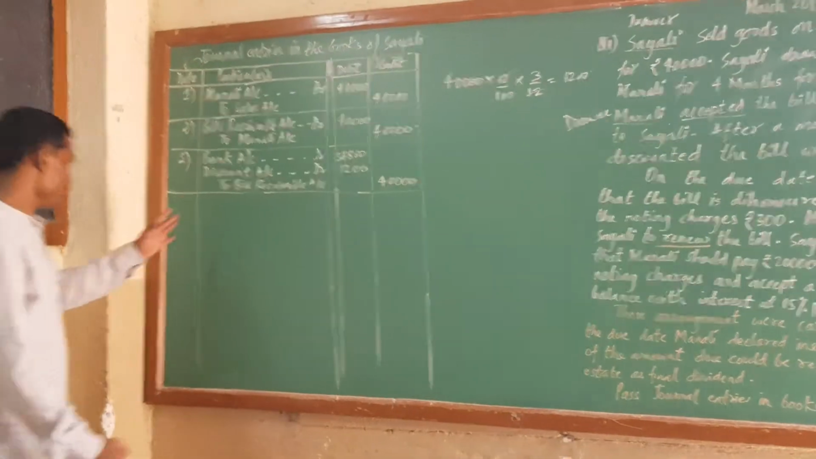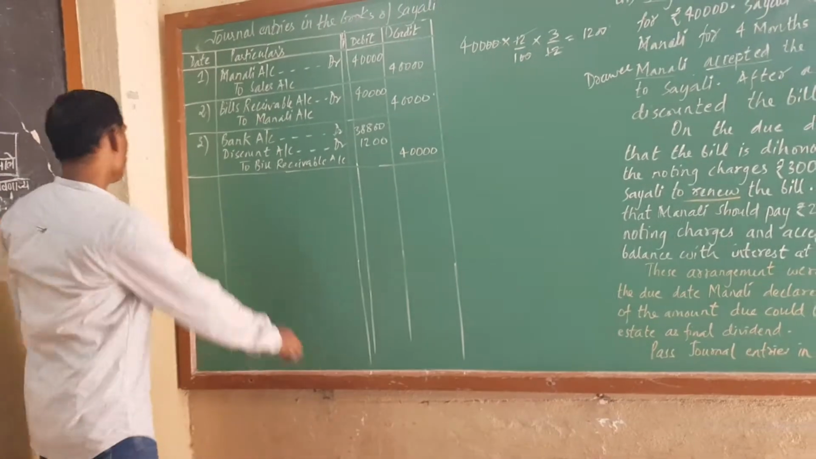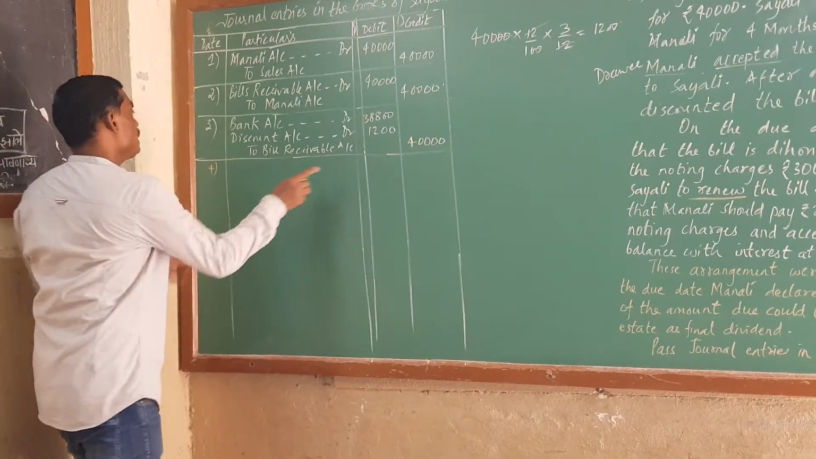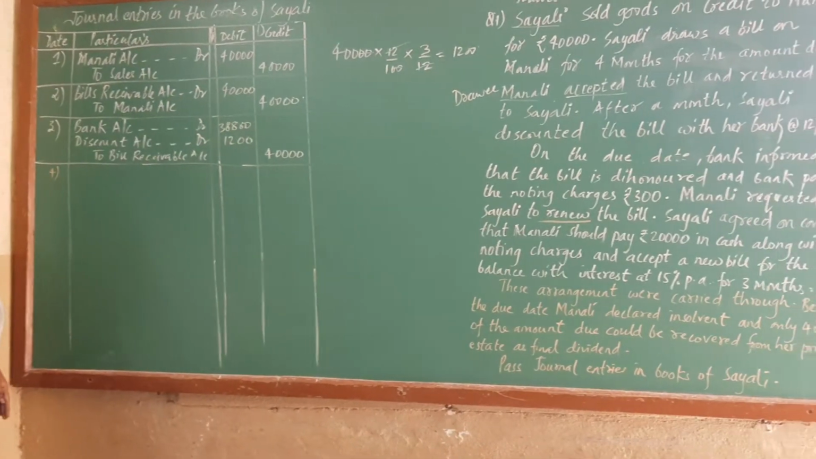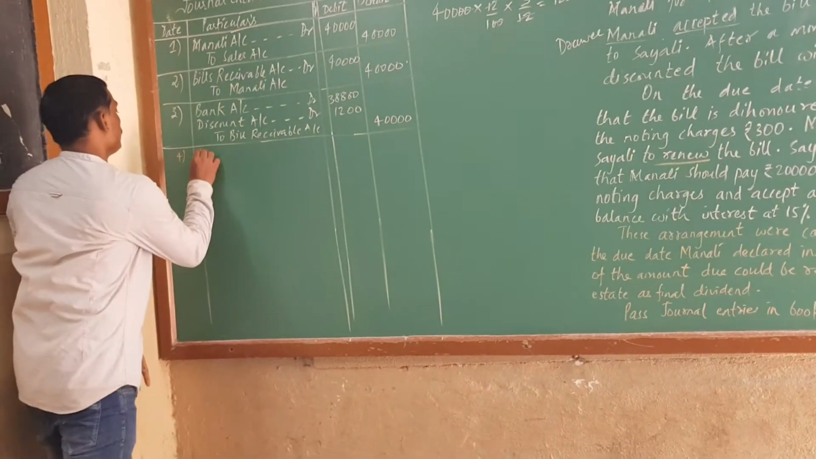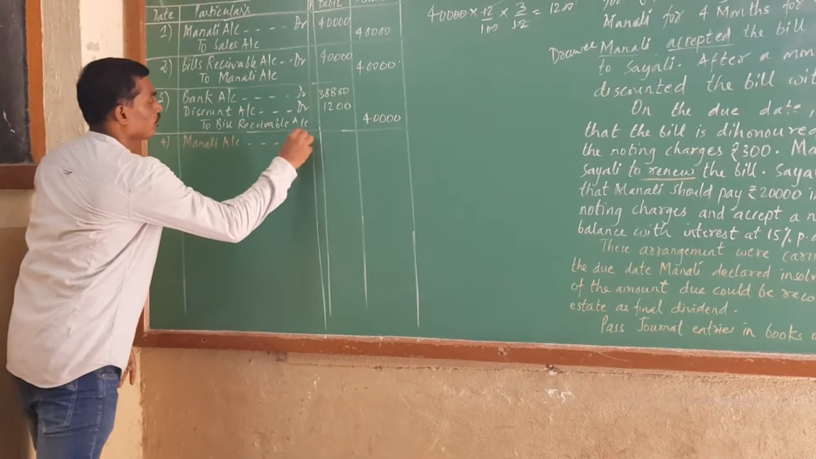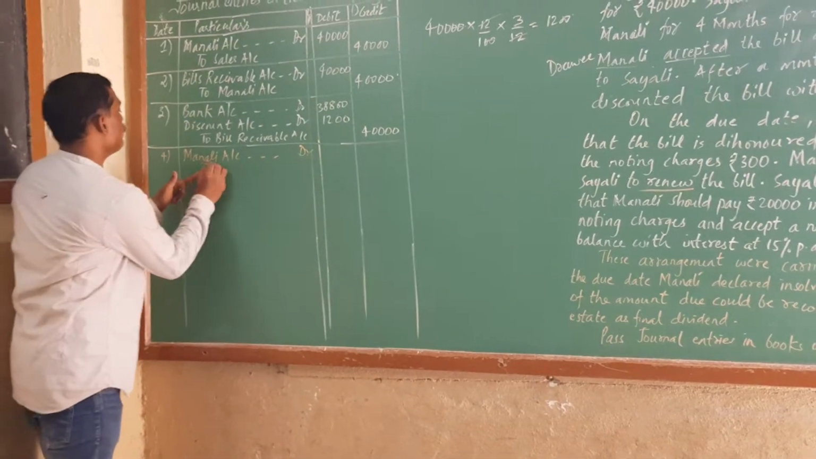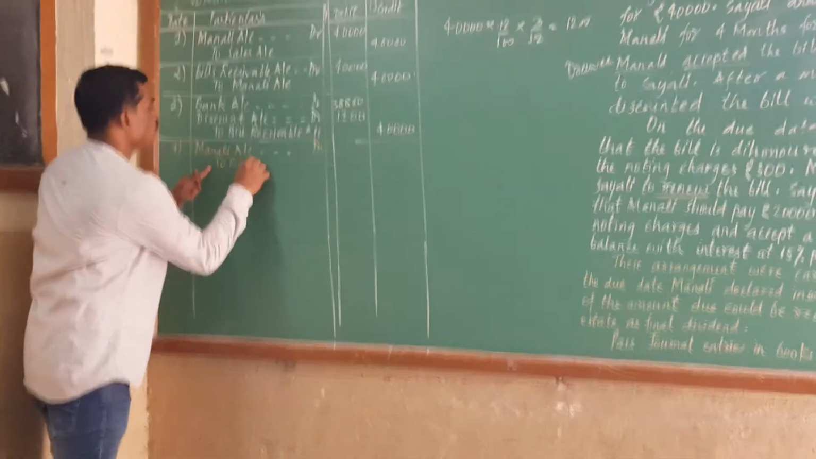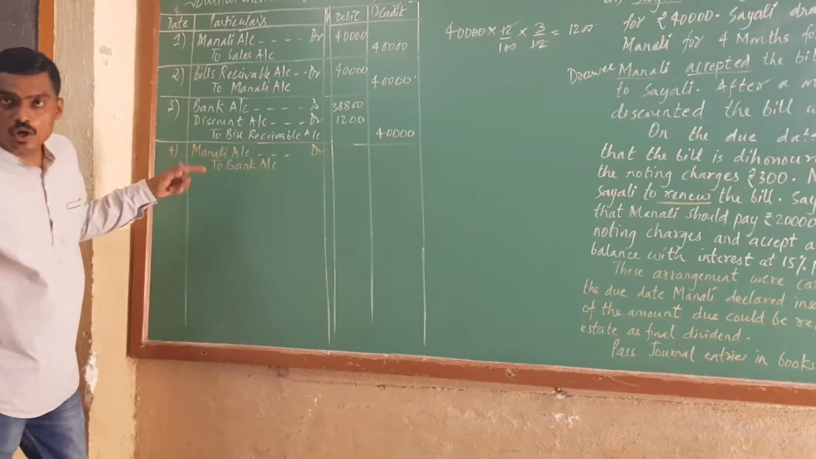So first we will write down the journal entry, then we will put up the amount. So first entry is what? Dishonor. Dishonor means what? Cancellation. Dishonor means drawee account debit. So drawee is what? Manali. So Manali account debit to option. Now here the option was bank. So here we will write down Manali account debit to bank account. So this is the first, dishonor of bill.